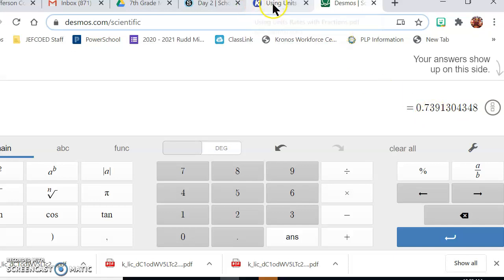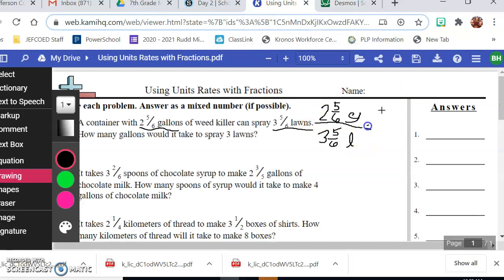Okay, so we're going to come over here. Watch what's going to happen. Okay, so 0.74 gallons per 1 lawn. But we want to know how many gallons it would take for 3 lawns. So look, this is 1 lawn. To figure out how many it would take for 3, let's just multiply this times 3.